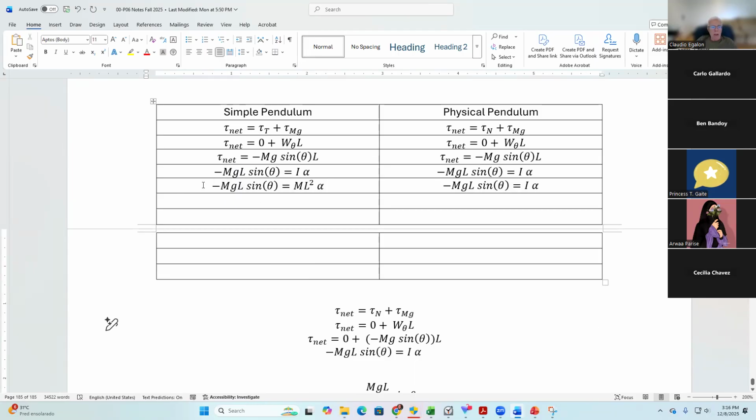Because ml squared cancels out with ml on the left side, we end up just with L here. Here we do not have any simplification to do.